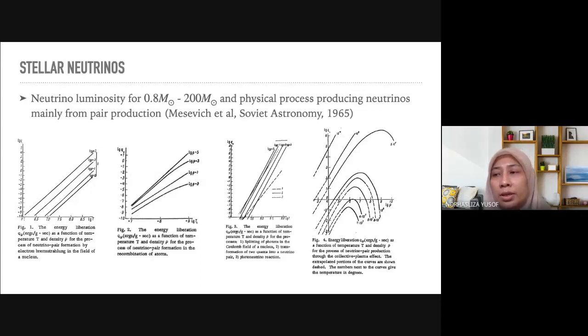This means from stars lower than the sun up to very massive stars. And what are the physical processes that produce the neutrino? Here he proposed mainly pair production, due to the density and temperature that can be reached for this process. I think this is done by theoretical calculation, mathematically, and then they estimate the energy liberation and how much we should expect for the sun to keep going before it can explode as a supernova. Okay?